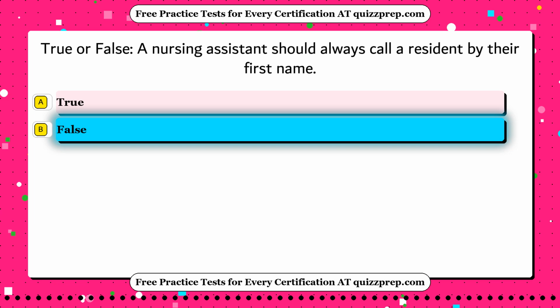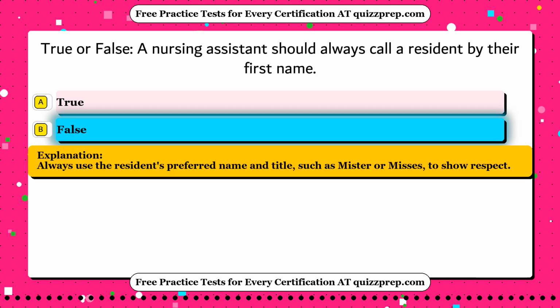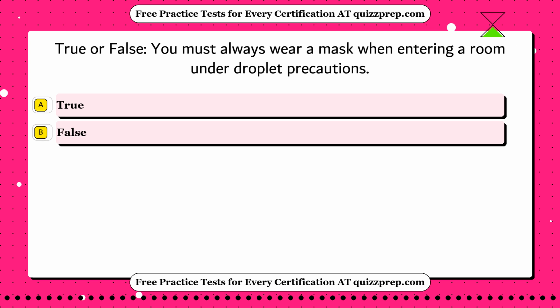The correct answer is option B, false. Always use the resident's preferred name and title, such as Mr. or Mrs., to show respect. Question 80. True or false, you must always wear a mask when entering a room under droplet precautions. Option A, true. Option B, false.